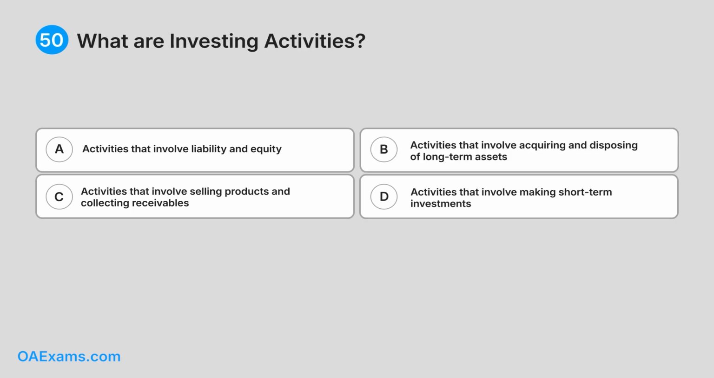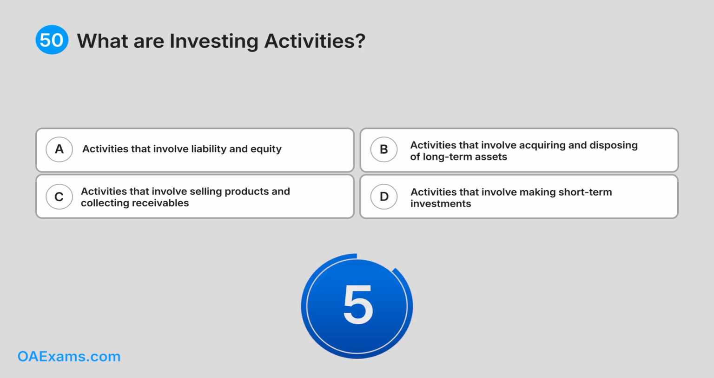50. What are investing activities? A. Activities that involve liability and equity. B. Activities that involve acquiring and disposing of long-term assets. C. Activities that involve selling products and collecting receivables. D. Activities that involve making short-term investments. Do you know the answer?